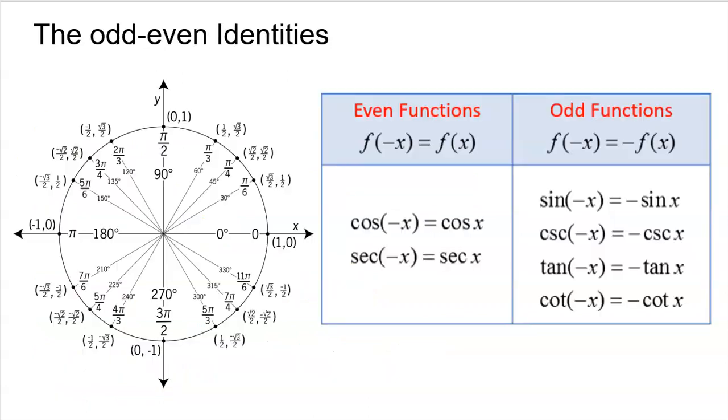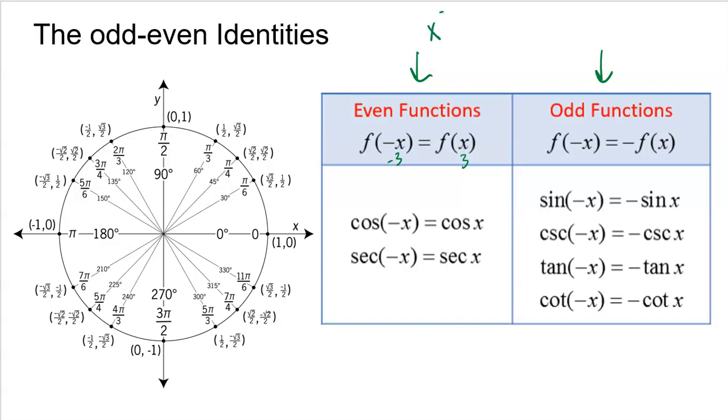All right, one more set of identities. These are called the odd-even identities. Now, I don't want to go back and reteach a lesson in Algebra 2, but in Algebra 2, you should have learned about even functions and odd functions. Essentially, even functions are functions that if you plug in a number and you plug in the opposite of that number, you'll get the same value. For example, if I plug in 3 to a function and I plug in -3 to that same function, I get the same value.